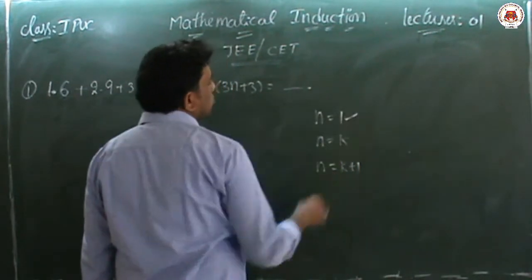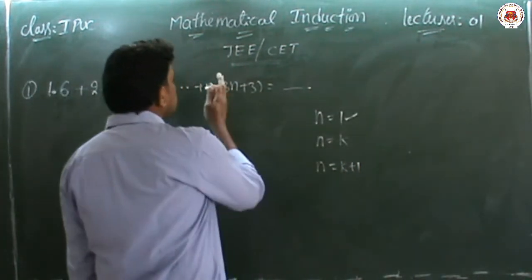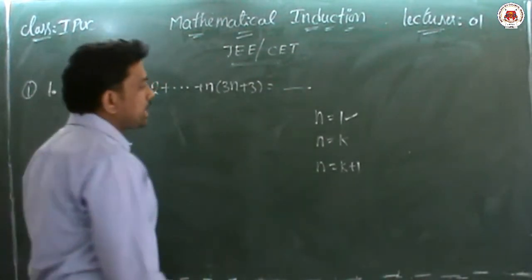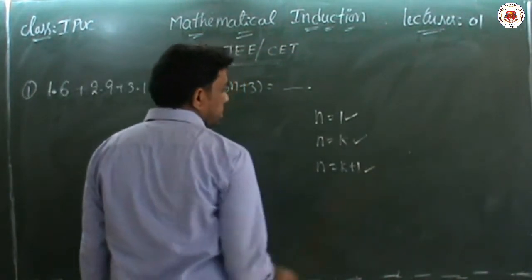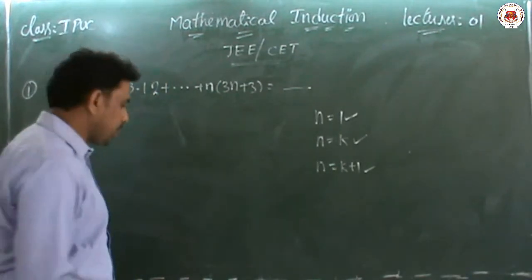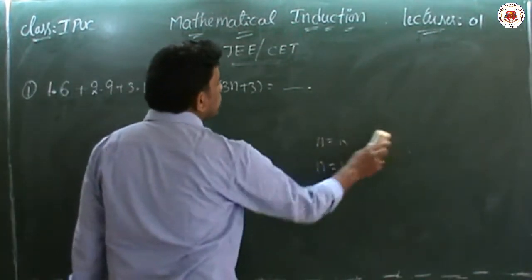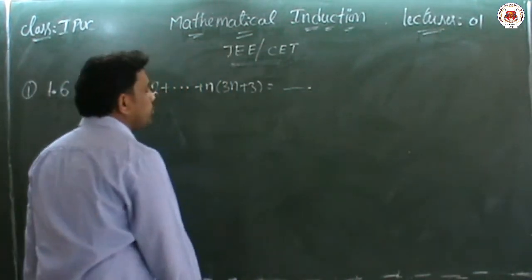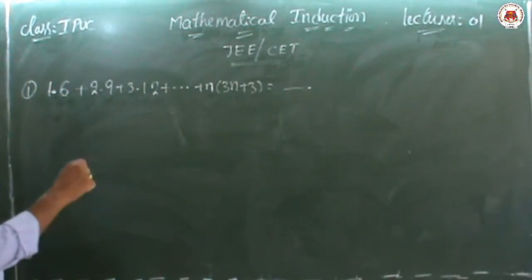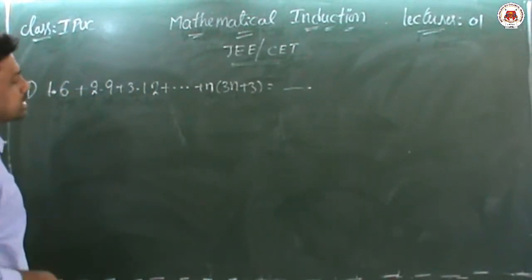In theory, first we have to prove n equal to 1 is true, means LHS equal to RHS. Next n equal to k, next n equal to k plus 1. This is the theory procedure. But when coming to the competitive exams, no need for this. The shortcut is there for mathematical induction. Almost 99% of problems are of the same model.